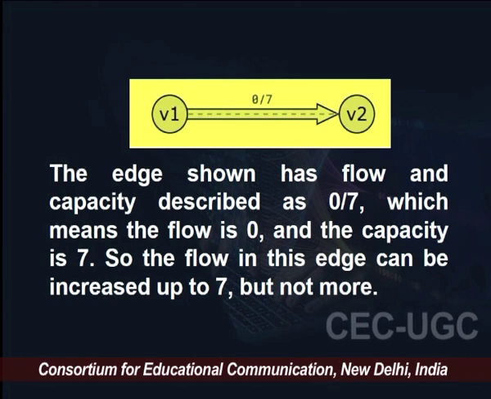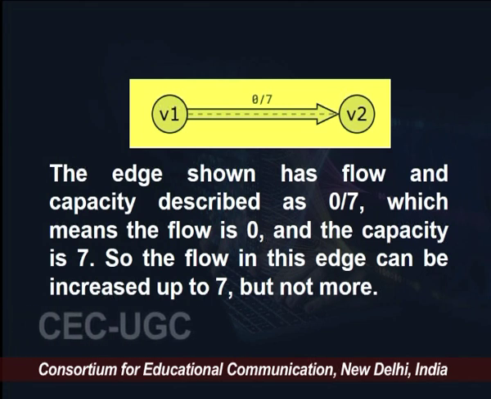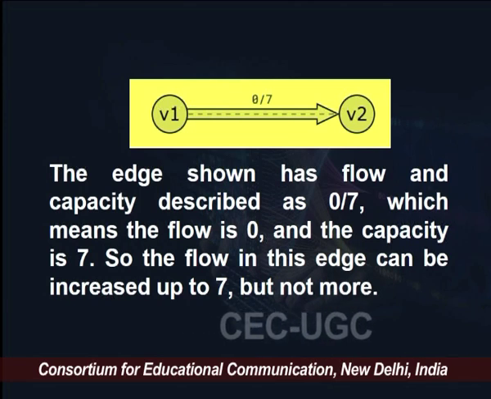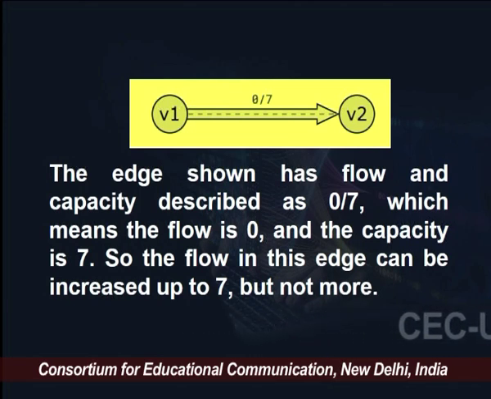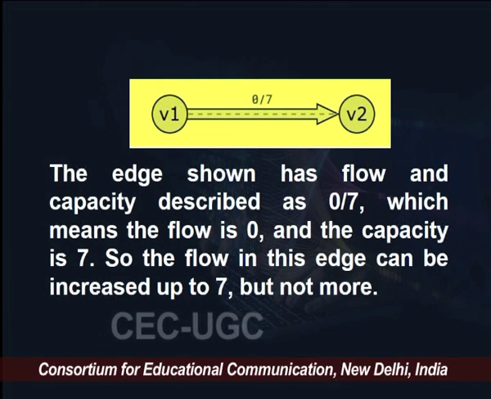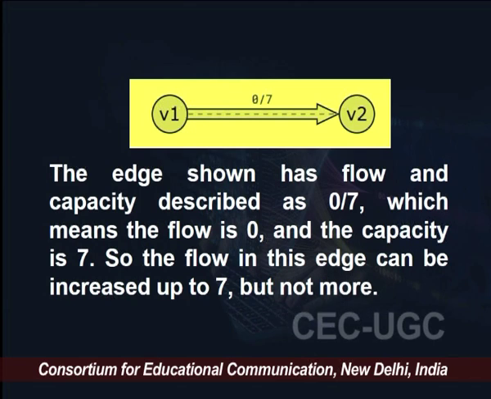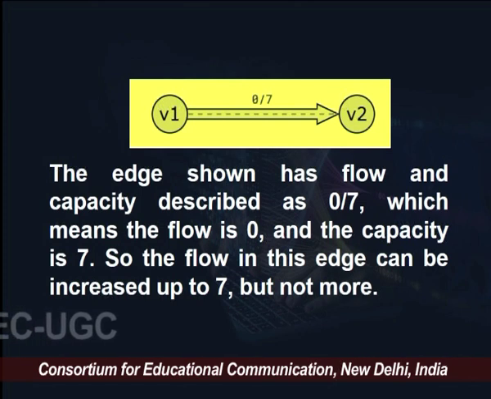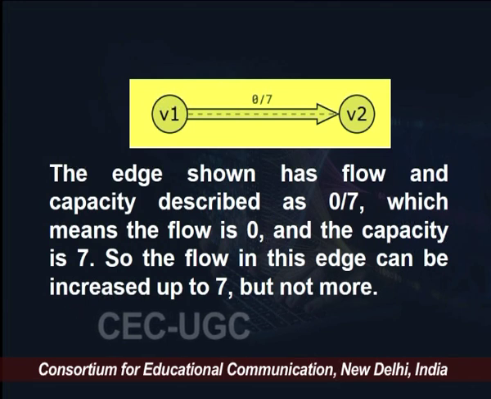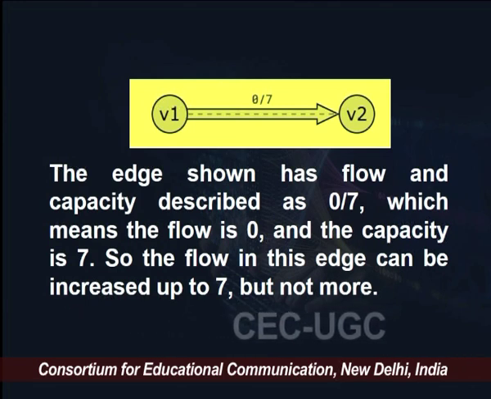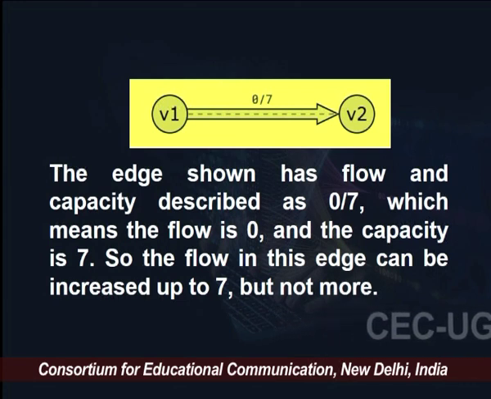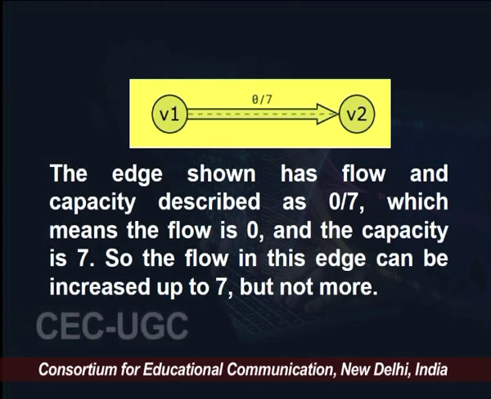Moving on with the terminology, here we can see there is an edge from V1 to V2, 0/7. So the edge shown here has a flow and a capacity which are described as 0/7. This means that the flow is 0 and the capacity is 7. So the flow in this edge can be increased up to 7 maximum, but not more, because beyond 7 the capacity is not available, or the maximum capacity of this edge is 7. So we cannot push a flow beyond a total of 7.